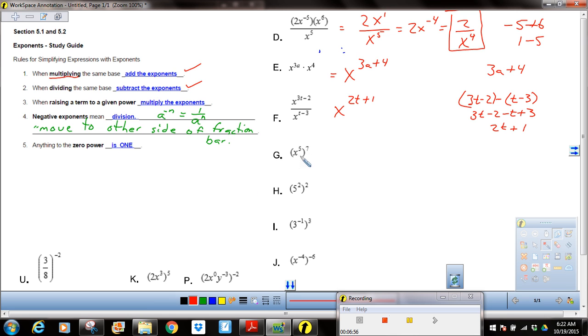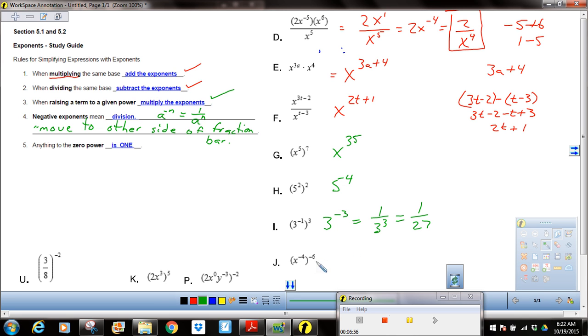Alright, looks like we get a little bit of a break here as far as raising a power to a power. This is a new one we haven't talked much about. It's rule 3. If you raise a term to a power, you're going to multiply the exponents. So x to the 5th raised to the 7th would be 5 times 7 is 35. Next one would be 5 to the 4th, because 2 times 2 is 4. Next one would be 3 to the -3, because -1 times 3 is -3, and then I need to simplify this by writing it as 1 over 3 to the 3rd. 3 to the 3rd is 27. 1 over 27.